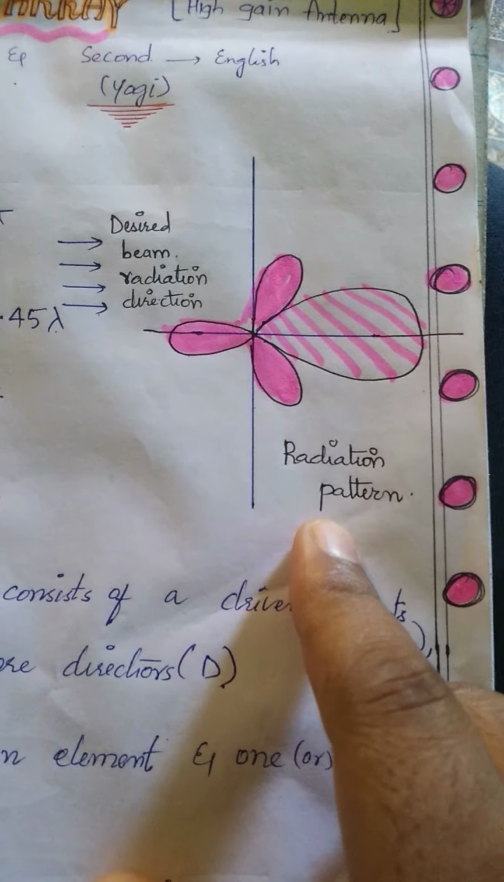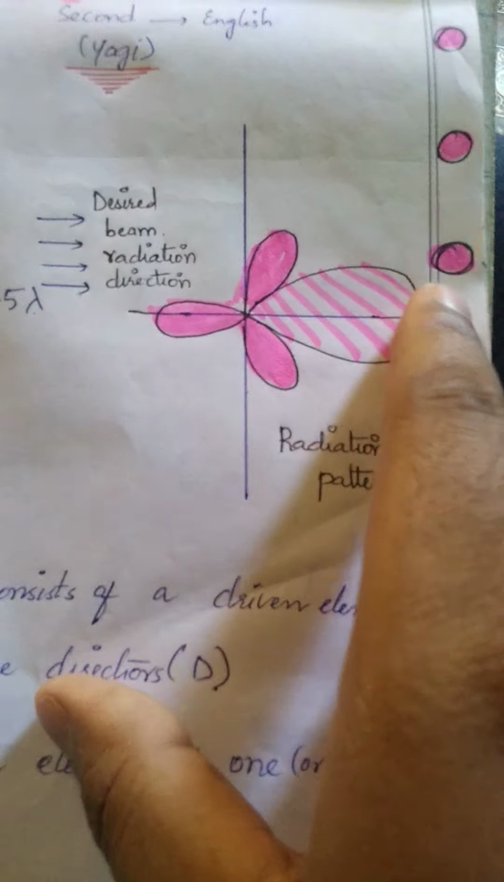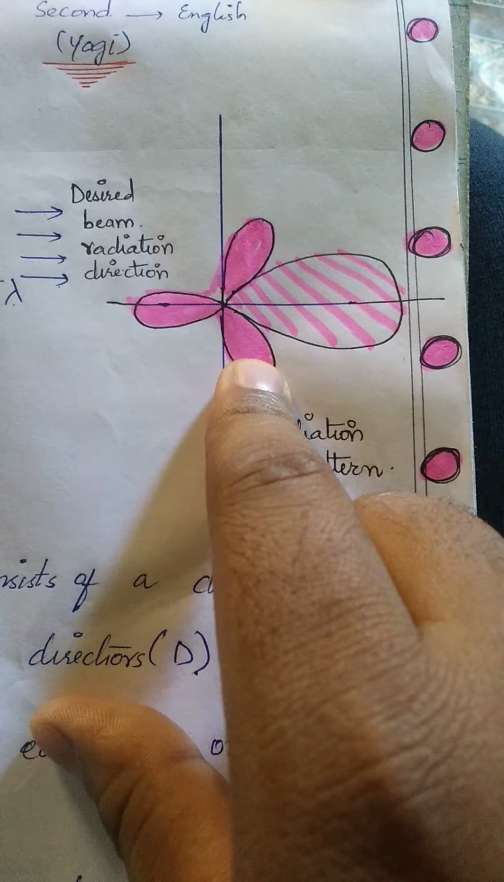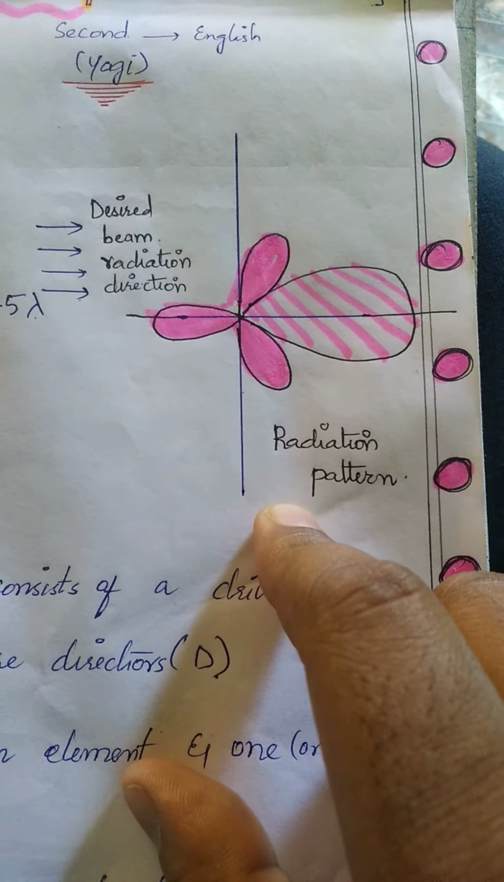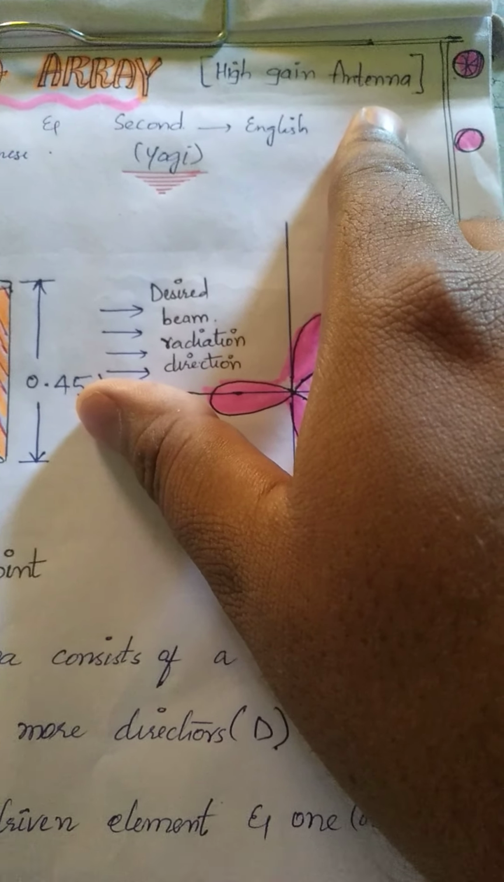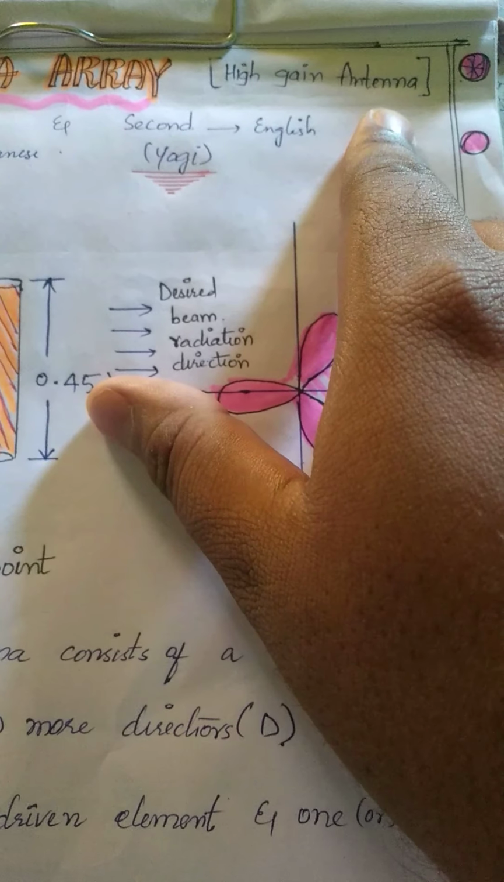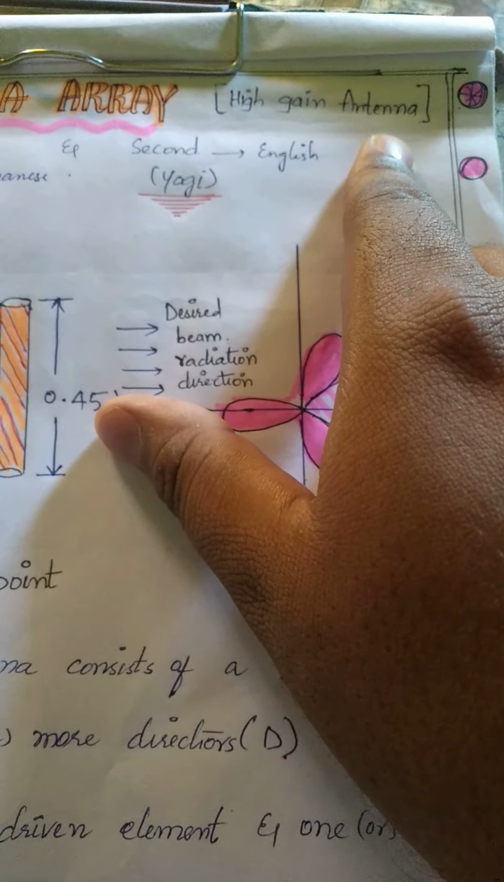As we know, it consists of one main lobe, and then it has three side lobes. Based upon that, it gets its radiation pattern, and we know that it is considered to be the high gain antenna. Among all types of antennas, the Yagi-Uda array gives the high gain.